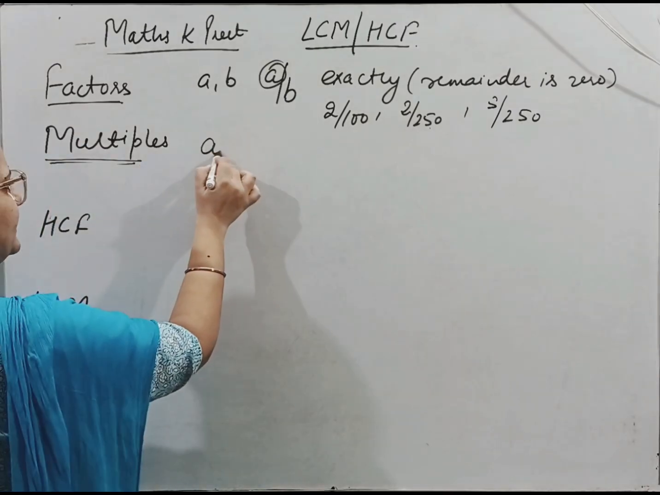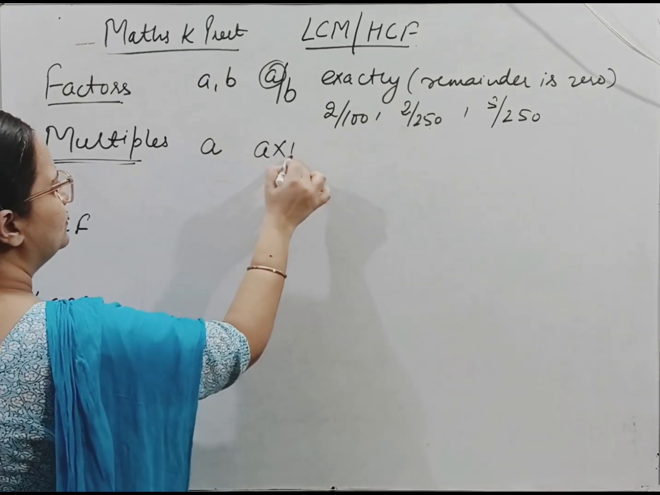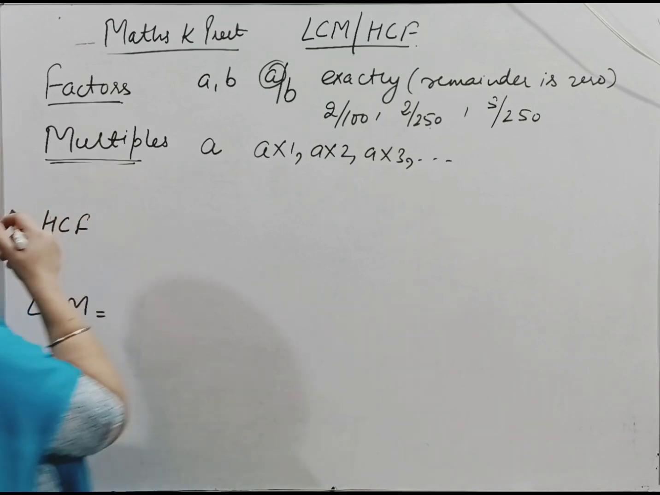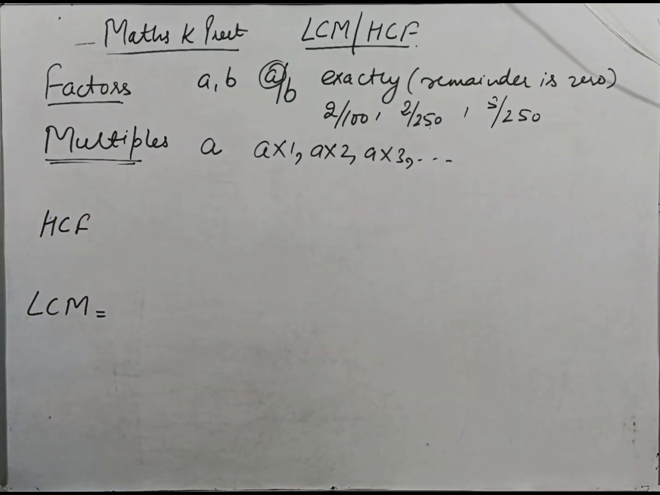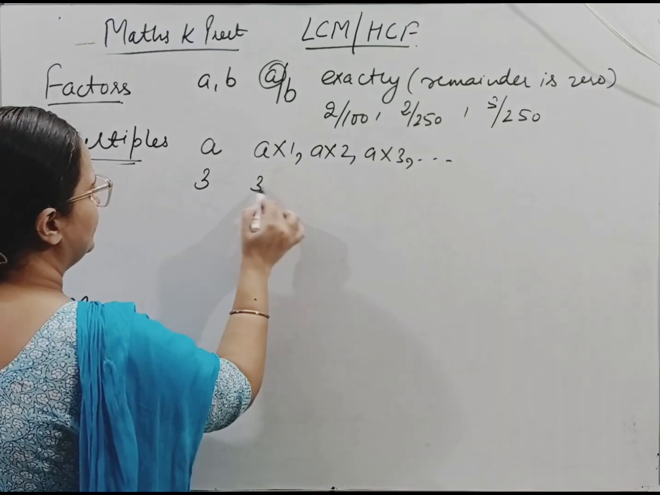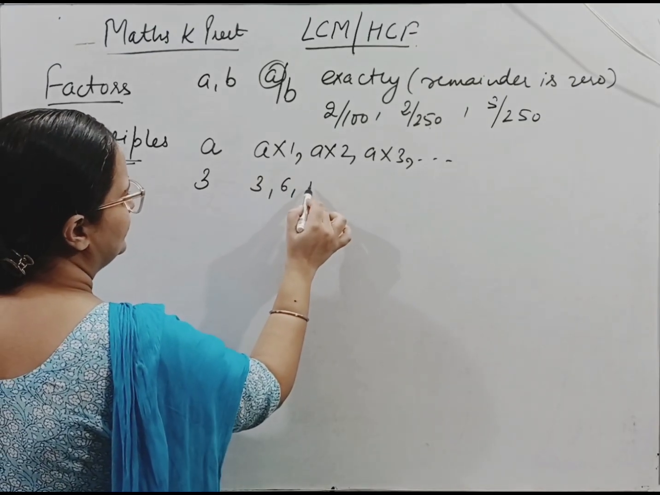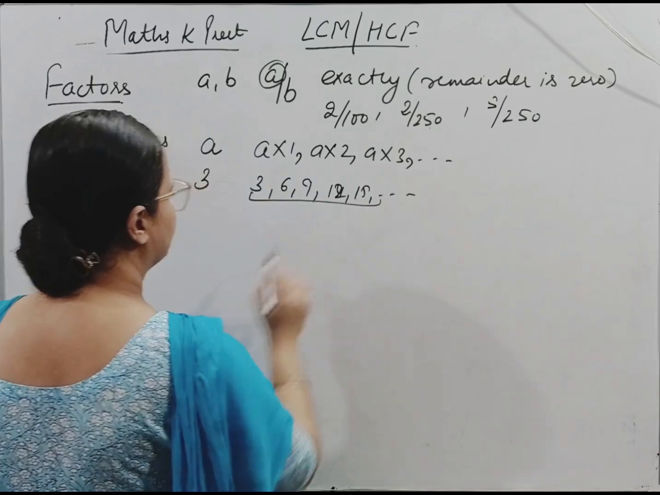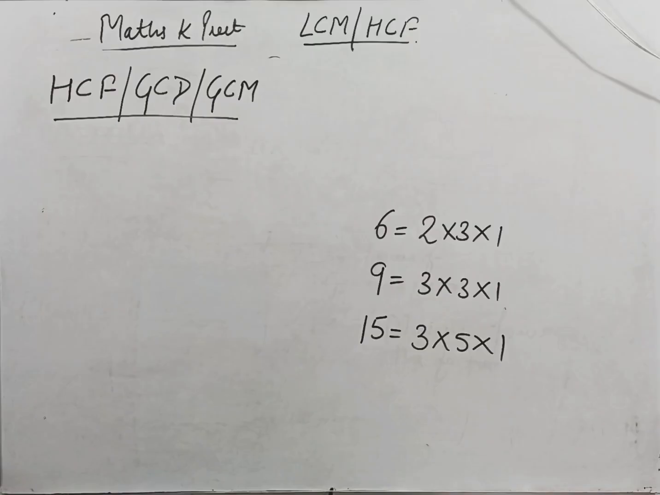What are the multiples? If I have a number A, multiples of A are what? A into 1, A into 2, A into 3. It's clear from the definition. On multiplying a number with the counting numbers, we will get multiples. Like I have, say, 3. 3 ones are 3, 3 twos are 6, 3 threes are 9, 3 fours are 12, 3 fives are 15, and so on. These are all multiples of 3. Very simple.